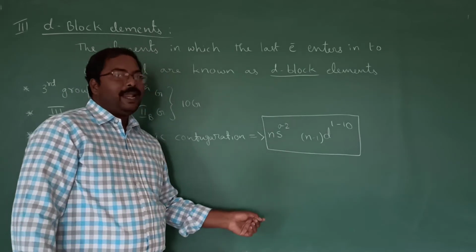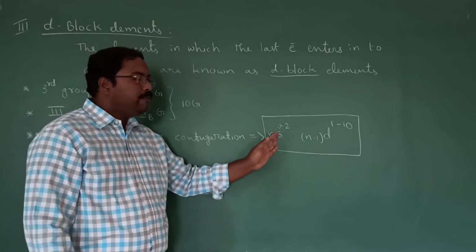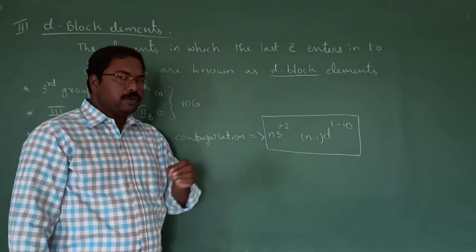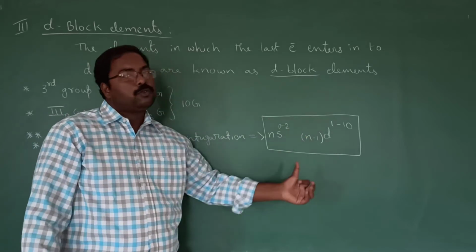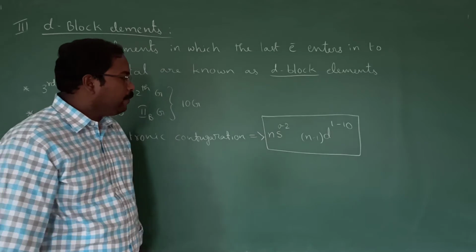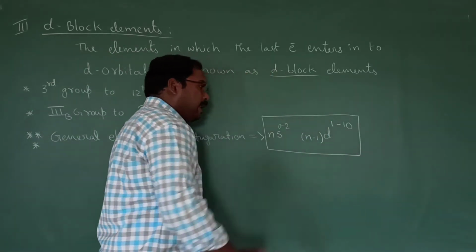Because in the case of palladium, we are observing ns0 configuration. If they give ns1 to 2, it is okay. Even exactly, if you want to say, ns0 to 2 is better to follow. Okay? (n-1)d 1 to 10.